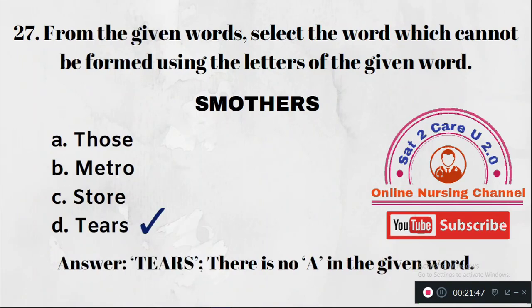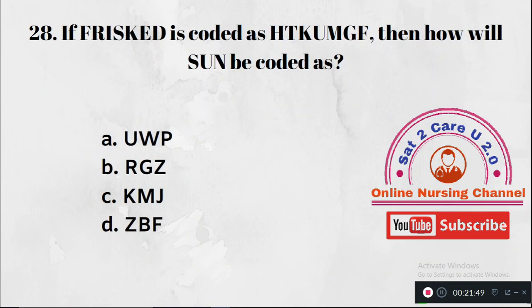Very simple. Question number 28. If Frisk is coded as HTKUMGF, then how will you code sun? Option A, UWPC, option B RGZ, option C KMJ, option D ZBF. So how can you code sun similar to that of Frisk?